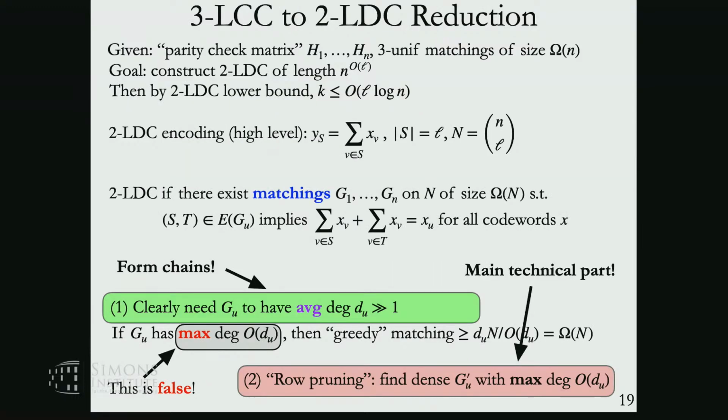Okay, but that's essentially the proof, right? We construct this 2-LDC encoding. We show that there exist these matchings by forming chains to define the edges of these graphs. And then we do this row pruning step to argue that these graphs have very few vertices of high degree.